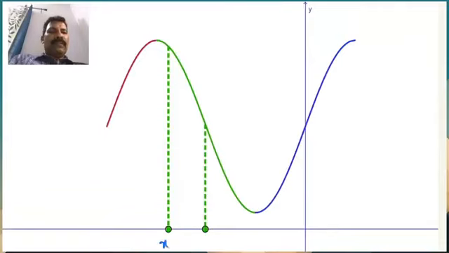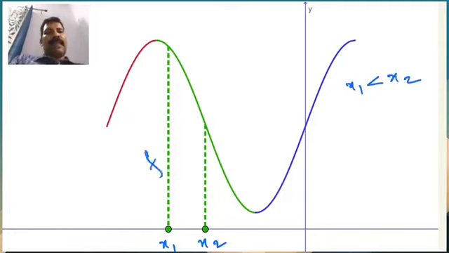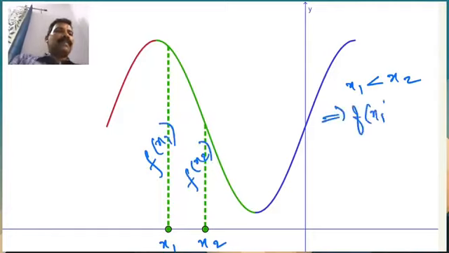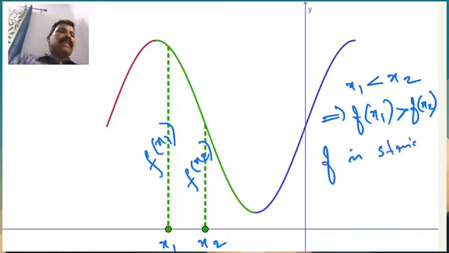Now here you see x1 is less than x2. Here again you can see x1 is less than x2 only. But at the same time, if we consider the heights f(x1) and f(x2), you can see that f(x1), the value of the function at x1, is strictly greater than f(x2). If this happens in a function, we can say that the function is strictly decreasing.